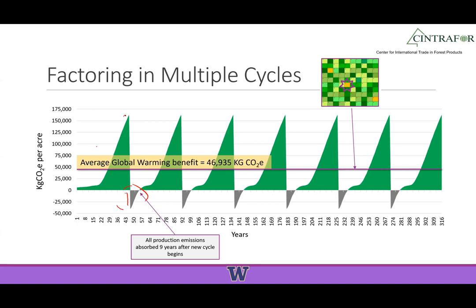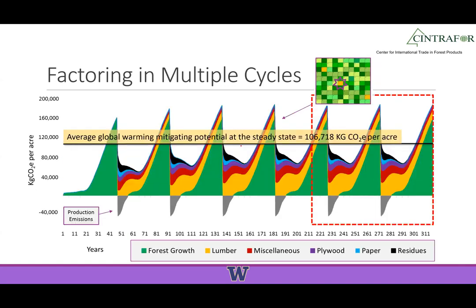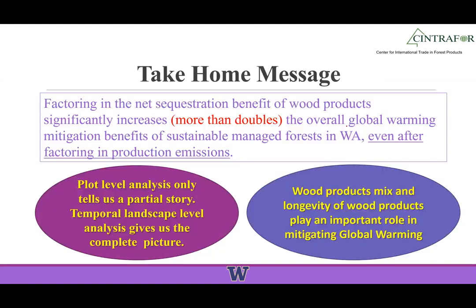Some forests can have as high as 162,000 kilograms of CO2 per acre per year, but the average comes out to be around 50,000 kilograms of CO2 per acre per year for this particular type of forest land with Douglas fir plantation. However, when we factor in the wood products in the mix, we never have this negative. We stay in the positive even during the worst time, and the overall net benefit per acreage increases from 50,000 to 106,000.